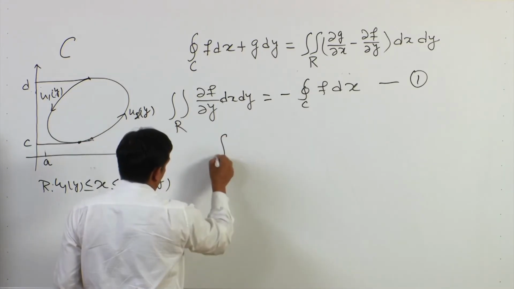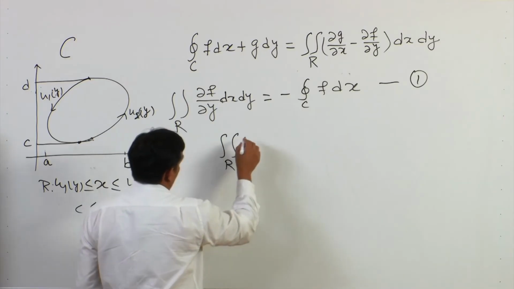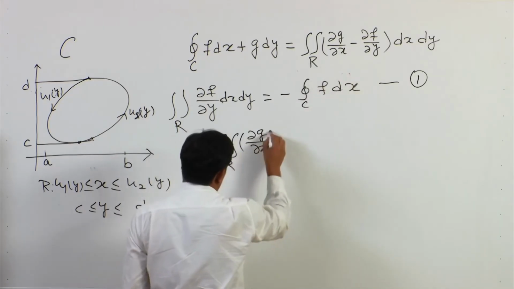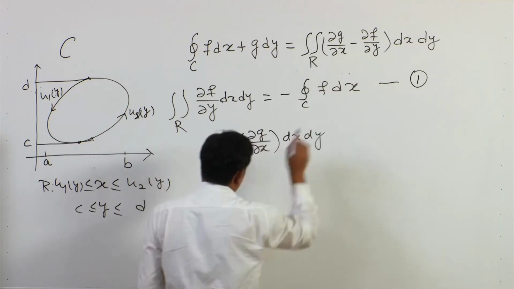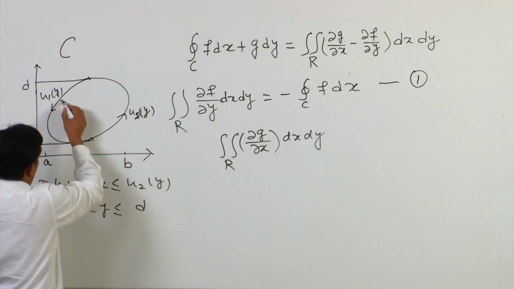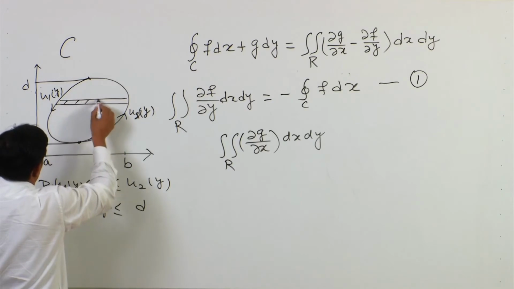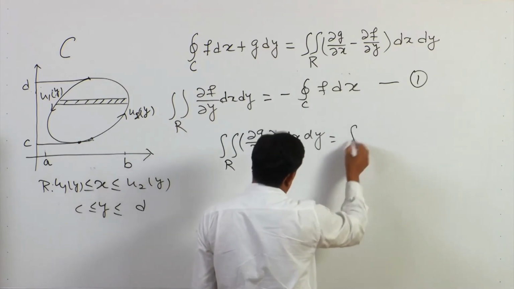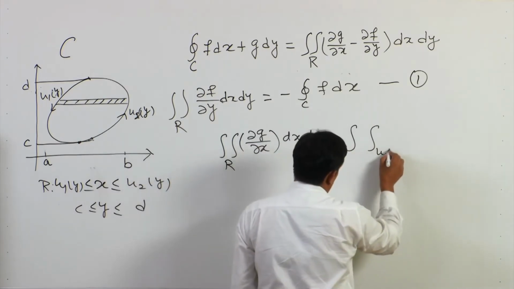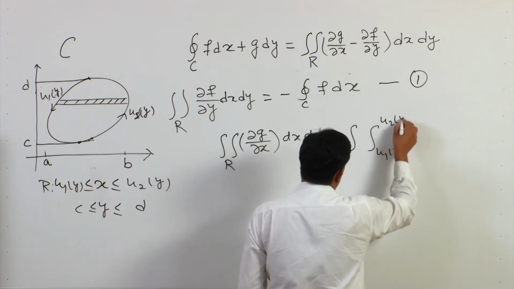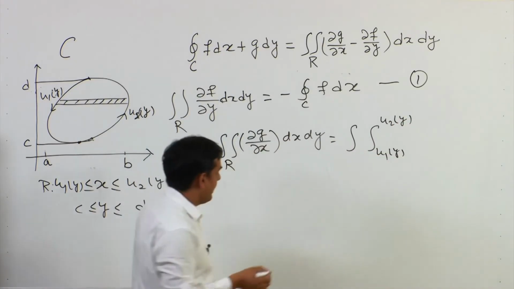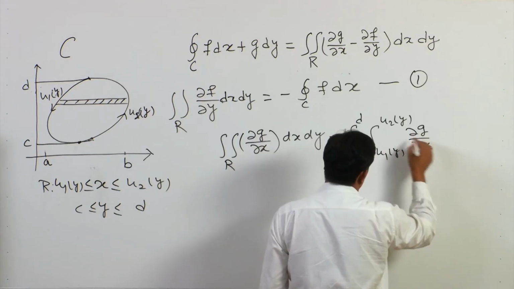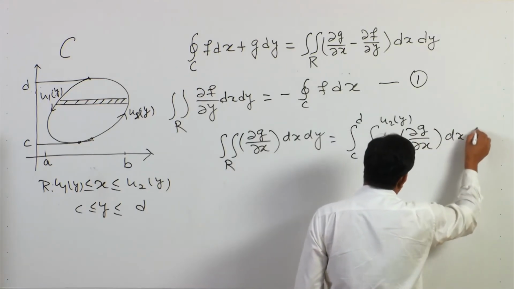Again I will calculate the double integral over this region R, and now I will take del g by del x, that is this term, dx dy. So, I will take a strip like this, that is the strip in horizontal direction. So, this equals the double integral with limits of x from u1(y) to u2(y), and the limit of y from c to d, of del g over del x dx dy.